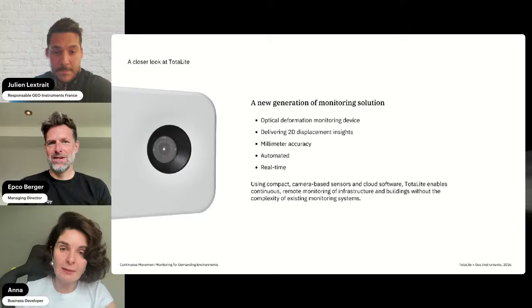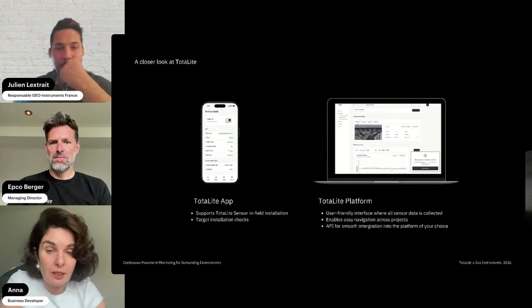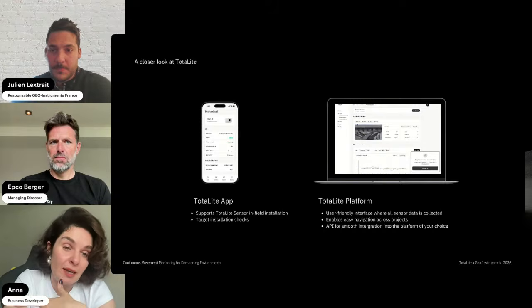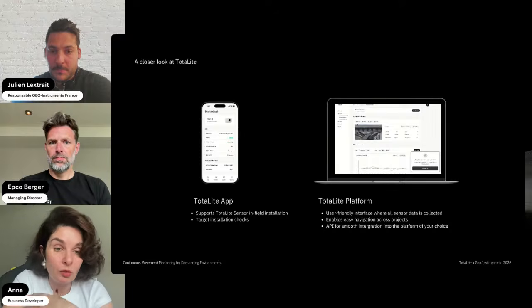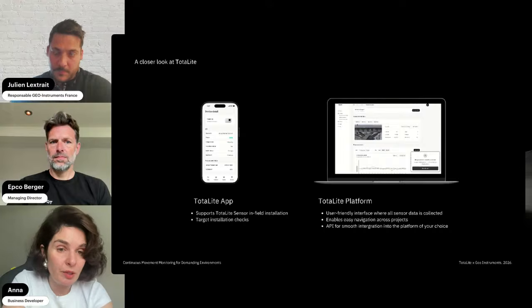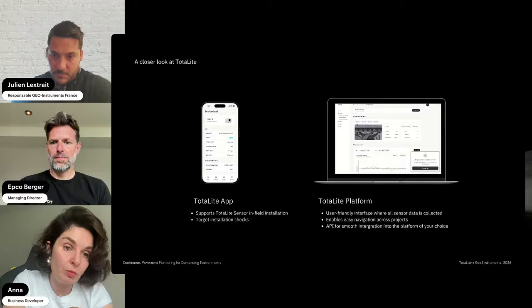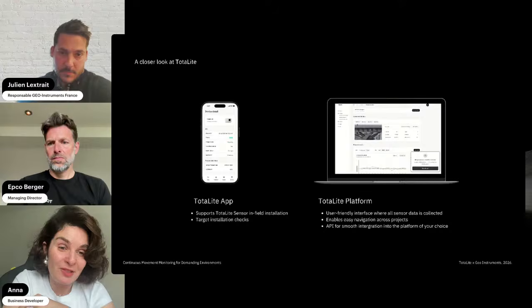We can go to the next slide. Yeah, so TotaLite is not just a sensor, but also an ecosystem. We provide a TotaLite app that assists you during the installation on site, to do the proper installation and proper setup. And of course, the TotaLite platform, which is super easy to use and user-friendly. We also have an API, so you can upload all the data from our platform to any software that you're working with and are used to, or just simply use our platform where all the data will be collected.